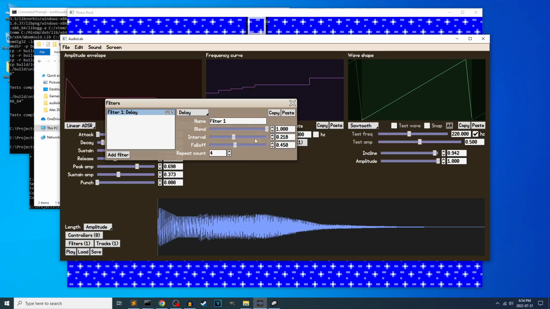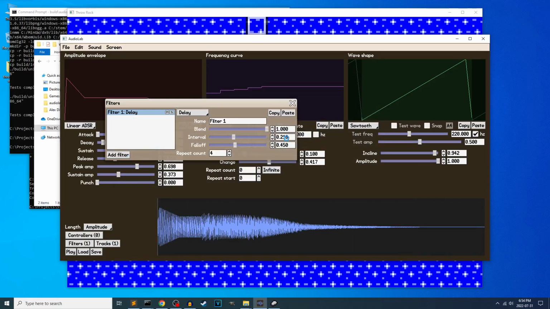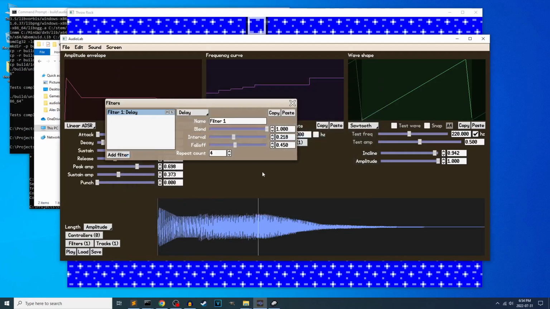So delay interval is 0.218. On this one, no, it's the same. Never mind. What if it was shorter? Whoa, it's doing the modifier key thing again. Nah, it's better the way it was. Ignore what happened over on the right there. That's just a technical detail of this.